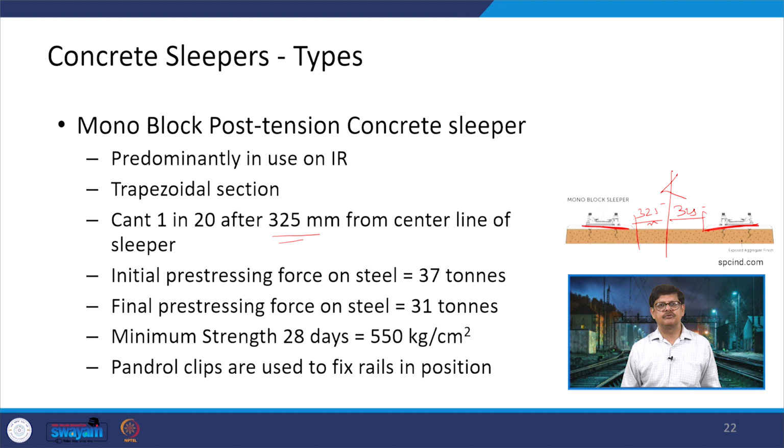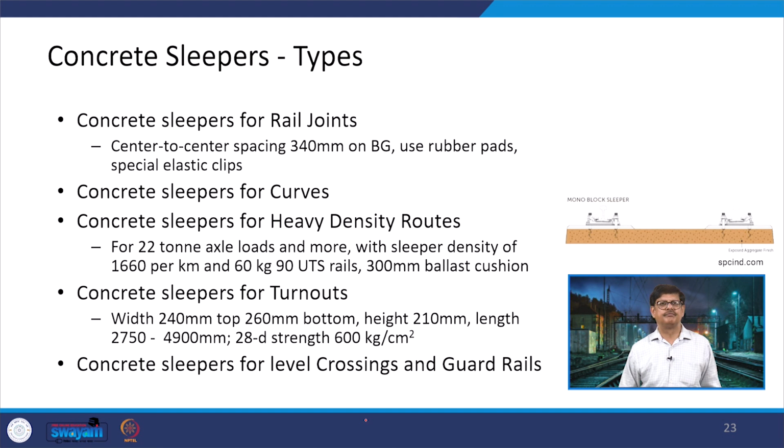Initial pre-stressing force is 37 tons. The final pre-stressing force on the steel is 31 tons. The minimum strength at 28 days is 550 kg per centimeter square, and the Pandrol clips are also still used in this particular case. So, that is another type of system which is in use.